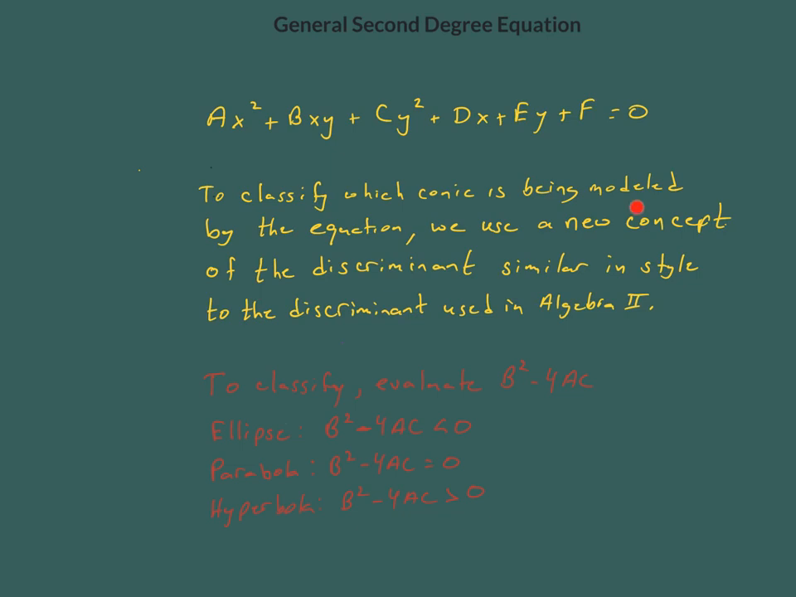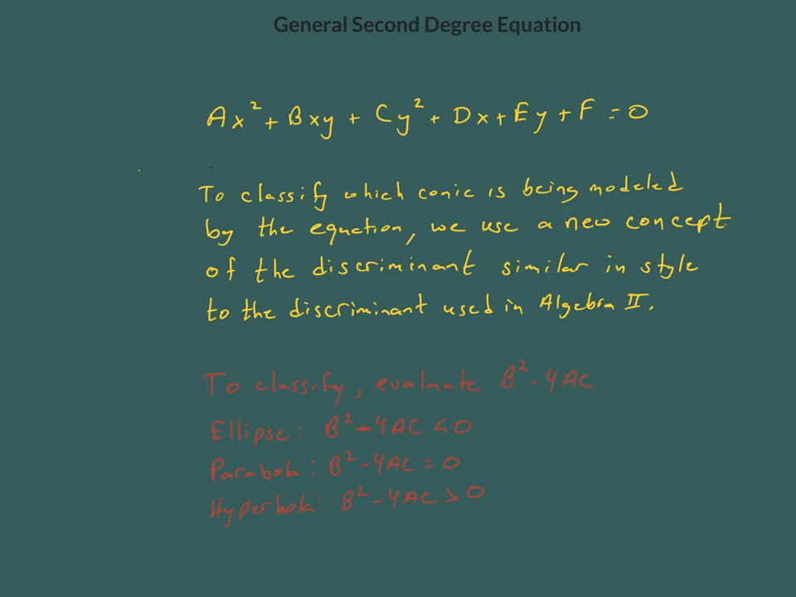Now, to classify that conic, I want you to remember the quadratic formula, and specifically what was underneath the square root in the quadratic formula. That was called the discriminant. With the discriminant in that quadratic formula, we used it to determine what type of zeros we would have for that particular quadratic. Well, in this situation, we're going to use something very similar. It is still going to be b squared minus 4ac.